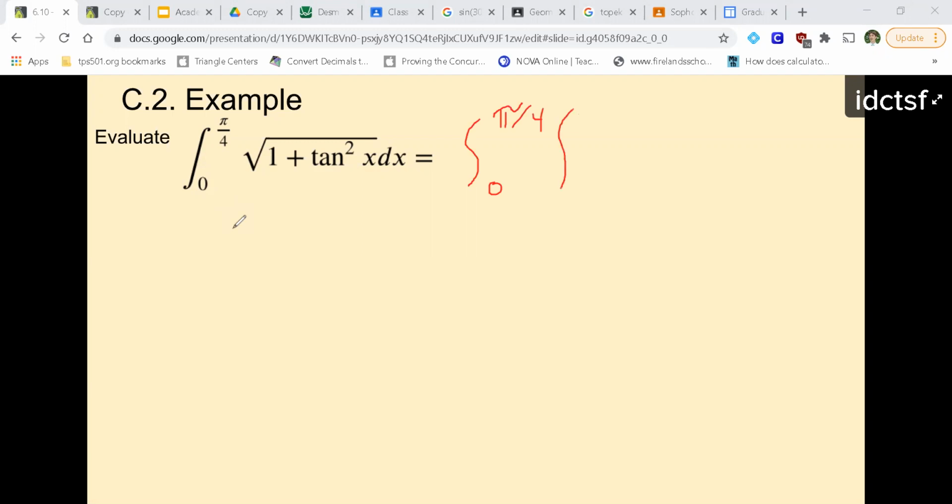Oh, why did I do that? That's supposed to be the square root of secant squared x dx. And again, that's just a trig identity. If you check the second page of your books, it's got all of those for you.